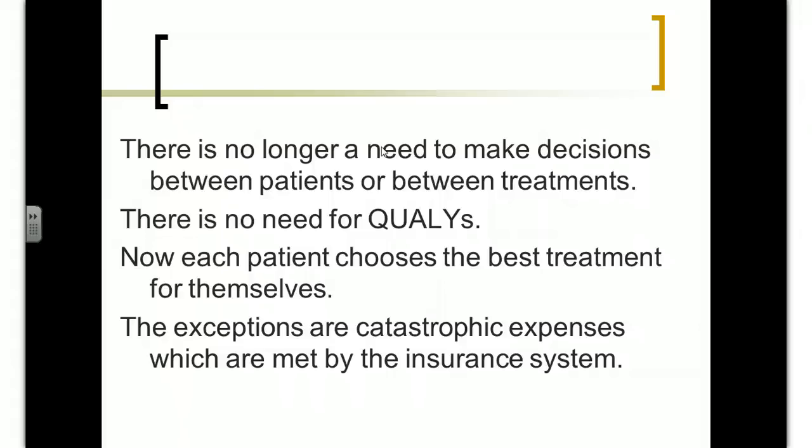You don't have shortages of cars. Somebody wants to go and buy a car, it's available. We do have shortages of healthcare. So you don't have to choose between patients or between treatments. So there's no need for awful concepts such as qualities. We don't have to judge between people. We don't have to say that one person's life is worth more than another. We don't have to say that one treatment should be provided and another not. So now each patient chooses the best treatment for themselves.